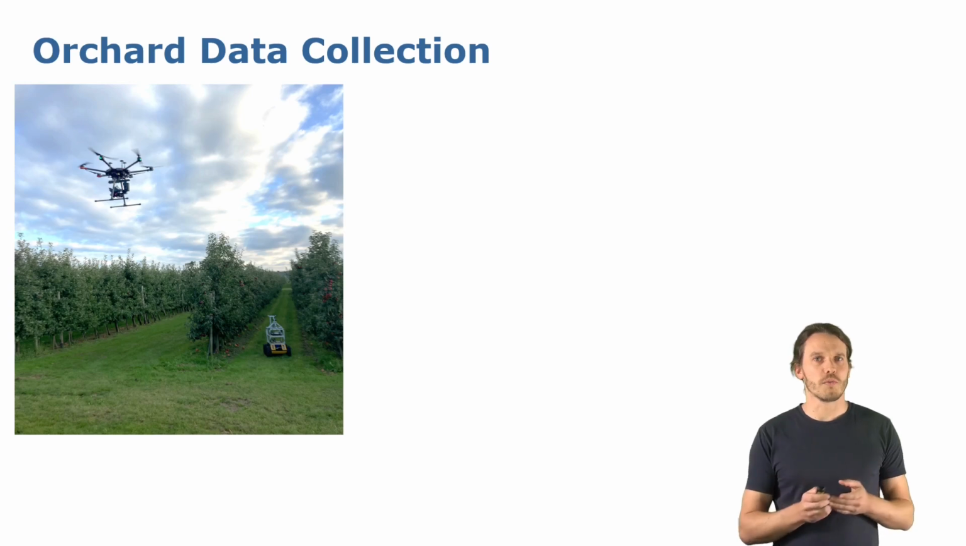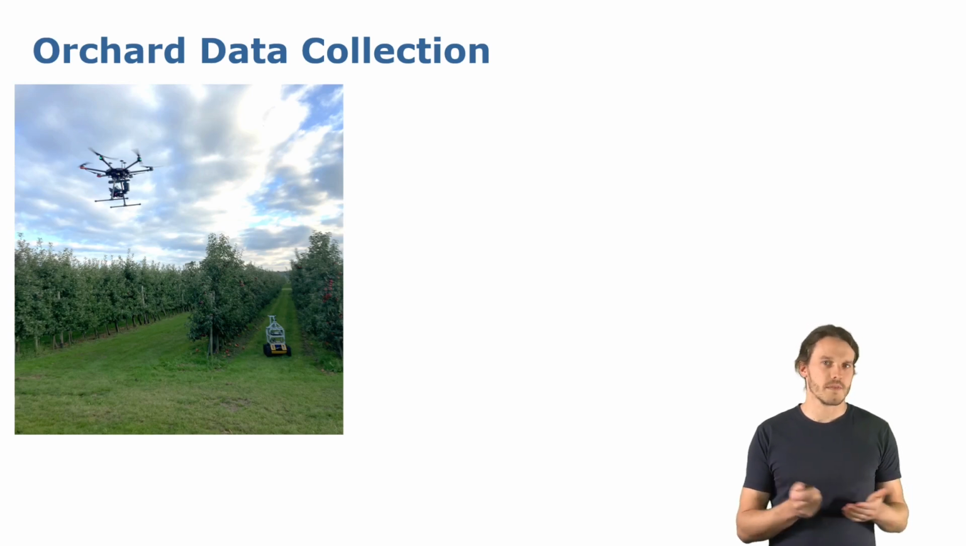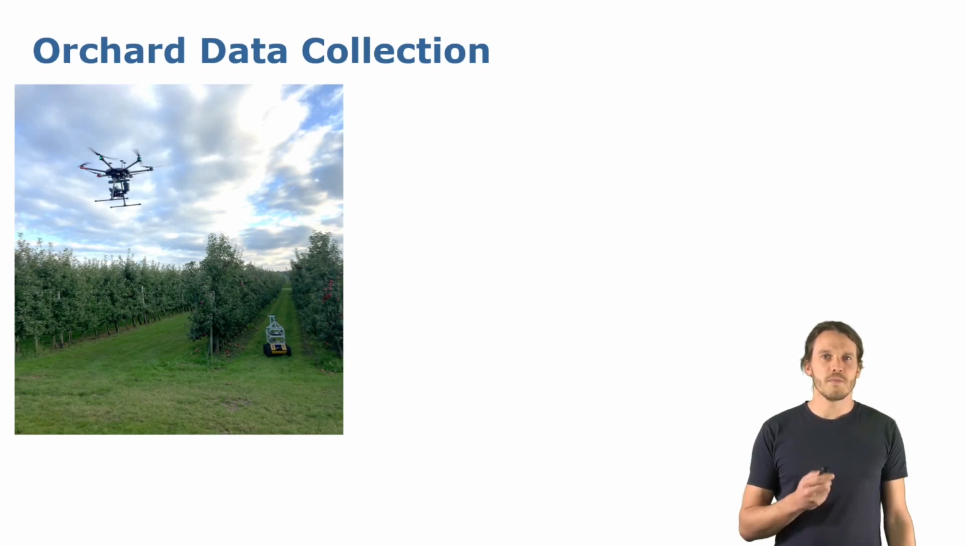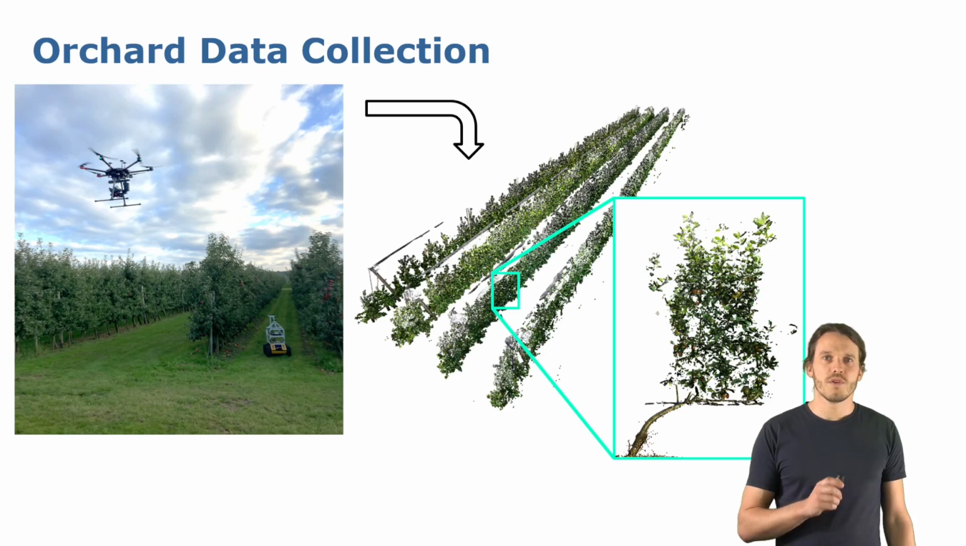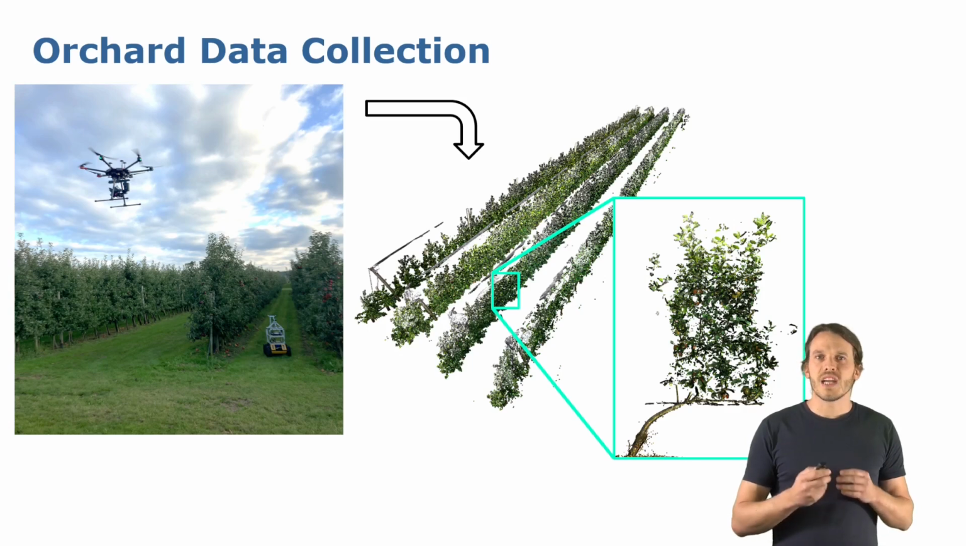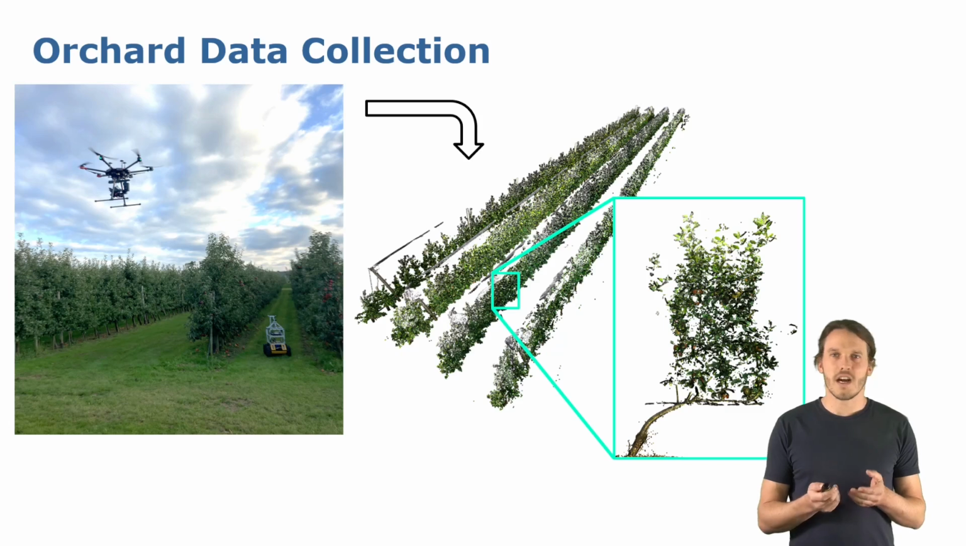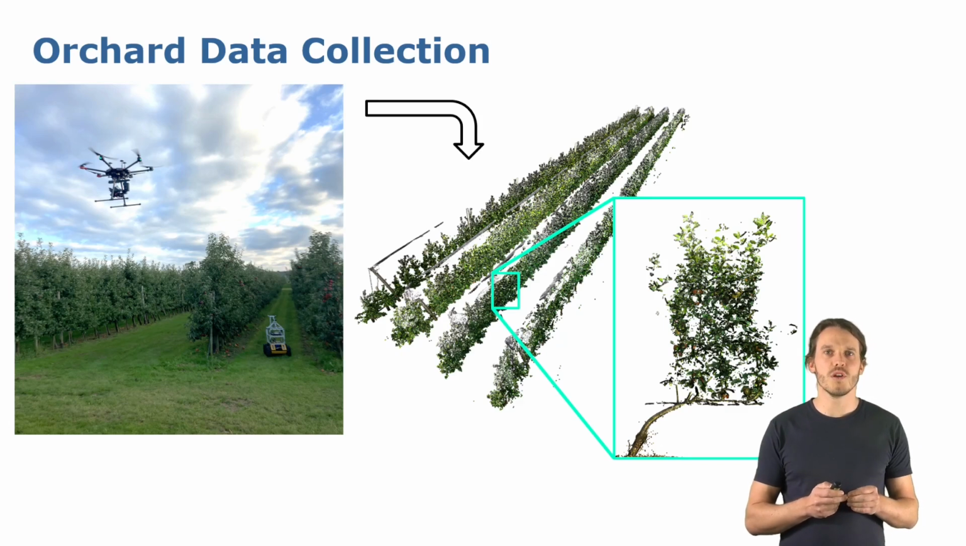To automate growth monitoring, we first need to collect data. This can be done by using drones or ground robots, and the data can be in the form of images or three-dimensional data like point clouds. For our approach, we use these point clouds, like the one you see here. However, assessing the growth of the tree on these point clouds is still hard, as the branches are mostly occluded by the leaves, and therefore we want to infer a simpler representation from these point clouds.